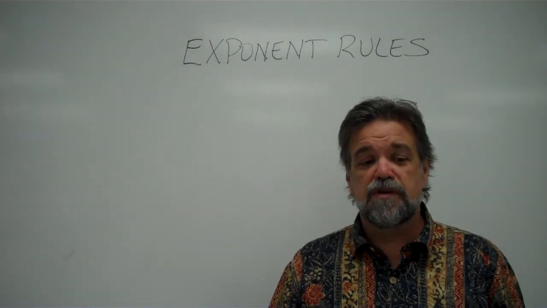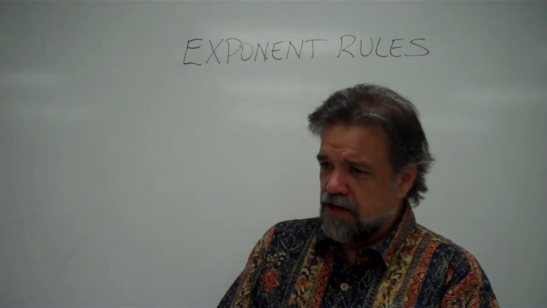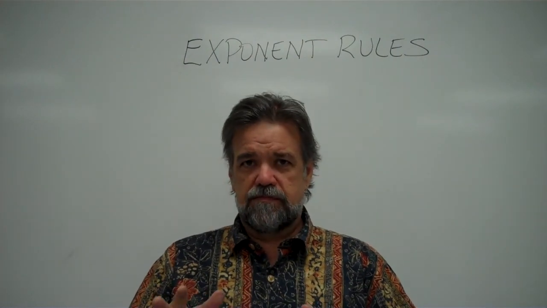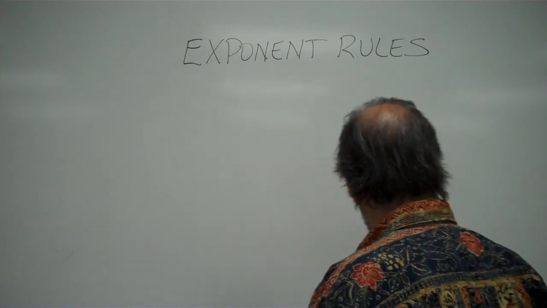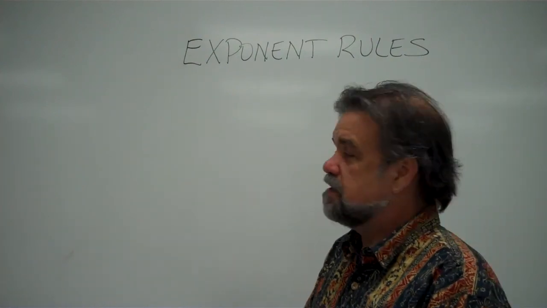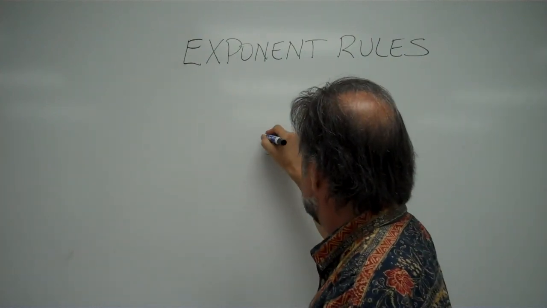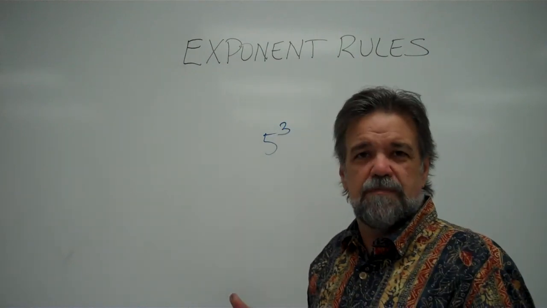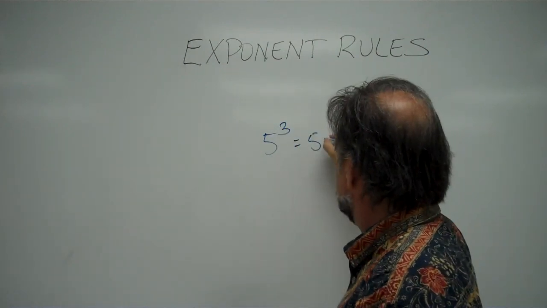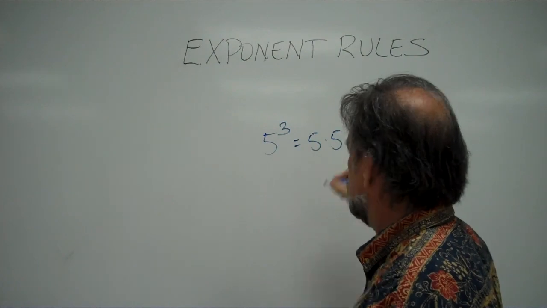Hey kids, today we're going to talk about some exponent rules. So everybody knows what exponents are, right? Just in case you've forgotten, it's pretty easy. It's like this. Let's say we have 5 to the third power. What does that mean? Well, it means 5 times 5 times 5, okay?